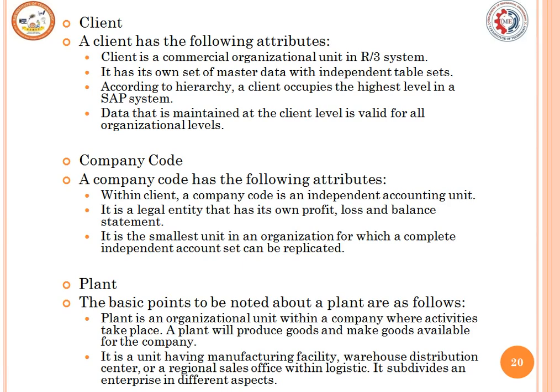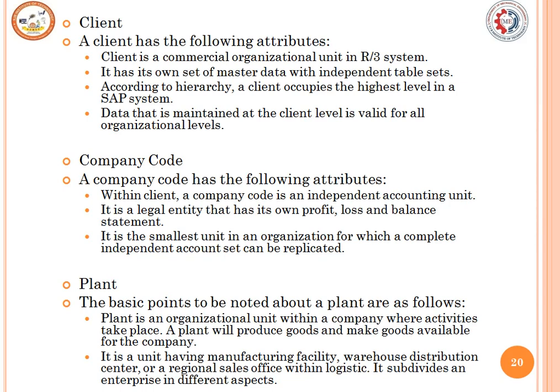So who is a client? A client is a commercial organization where you define where it is located, its address, and its code. According to the hierarchy, it is the highest level in the SAP system, and based on the level of the company, you define the client. Within the client, a company code is an independent accounting unit, with its own profit and loss and balance sheet. So independent accounts have to be maintained.